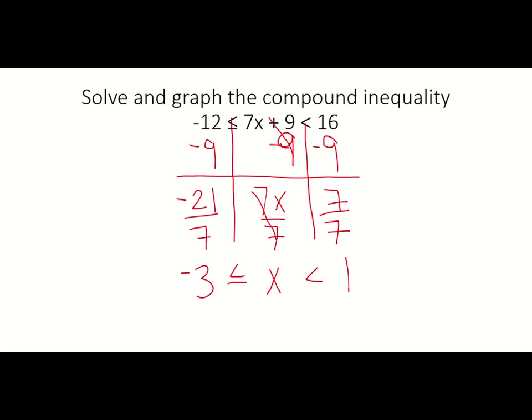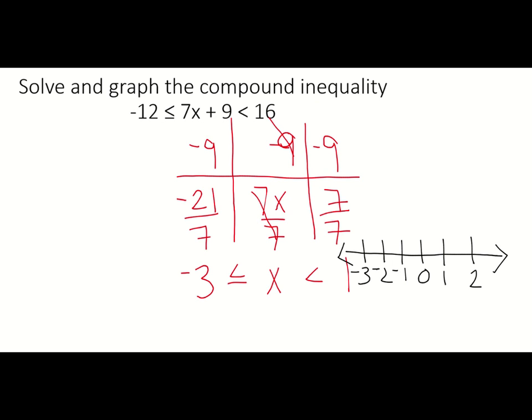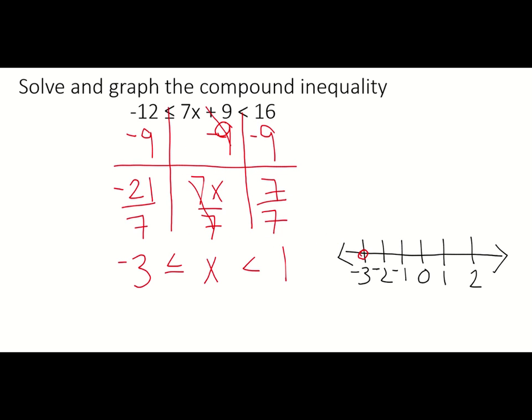So once we get the inequality statement, we then want to graph it. So when I graph this, it says negative 3 is less than or equal to x. So that means we have a closed circle at negative 3. And I need to shade towards numbers that negative 3 is less than. So that would be shading it towards the right because that's the numbers negative 3 is less than.